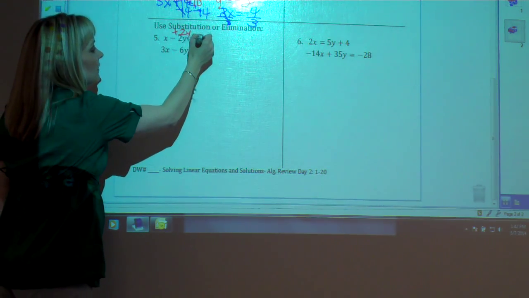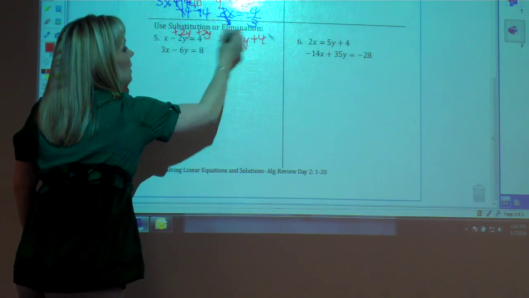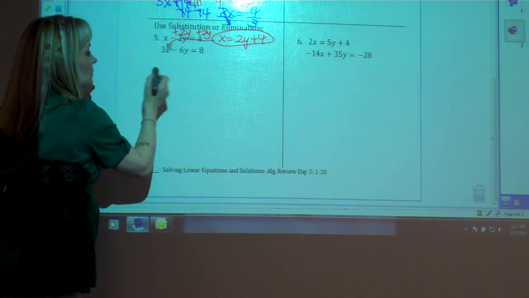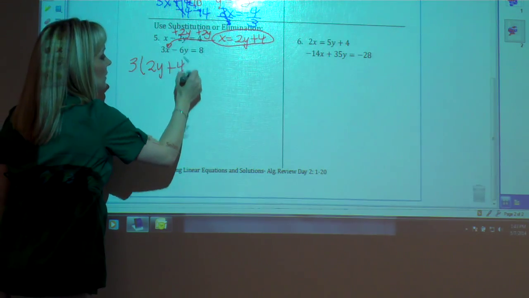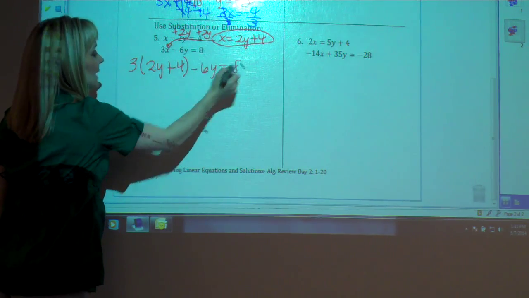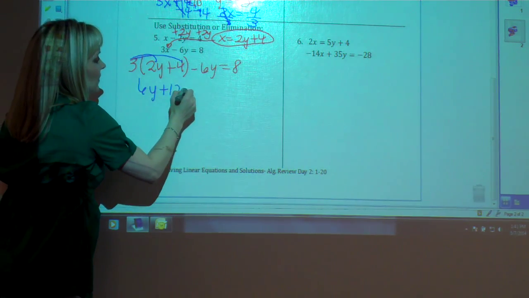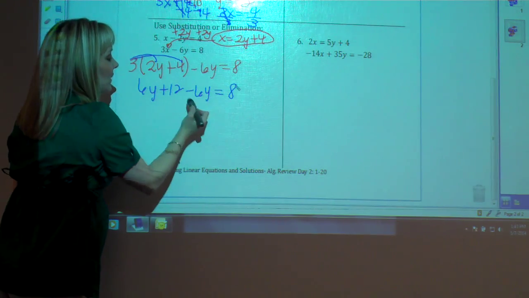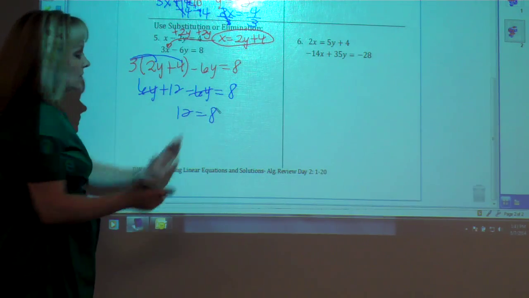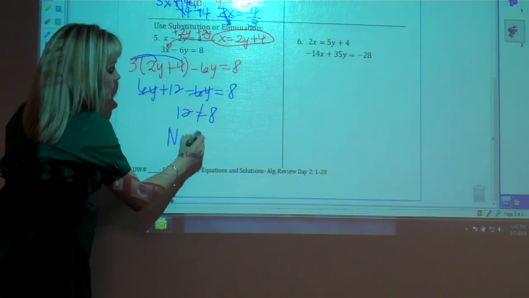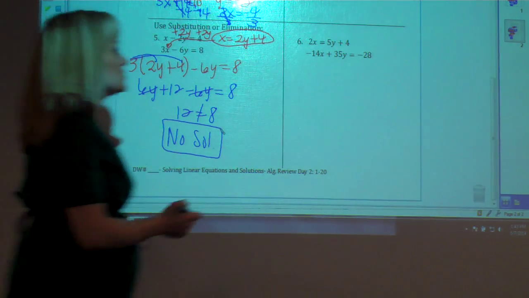If I add 2y over, then I get x equals 2y plus 4. When I take this and plug this into my first equation, or second equation, I have 3 times 2y plus 4 minus 6y equals 8. So when I distribute, I get 6y plus 12 minus 6y equals 8. My y's actually cancel each other out, and I get 12 is equal to 8. Well, we know 12 is not equal to 8, so that is actually a no solution. Okay? Alright, so that's how that'll work out when you get a no solution.